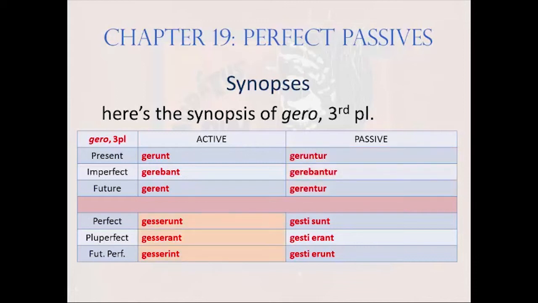In the perfect active, gesserunt, gesserant, gesserint, and in the perfect passive, gesti, gestae, or gesta. Any gender can be used as long as the participle is plural. Gesti sunt, gesti erant, gesti erunt.